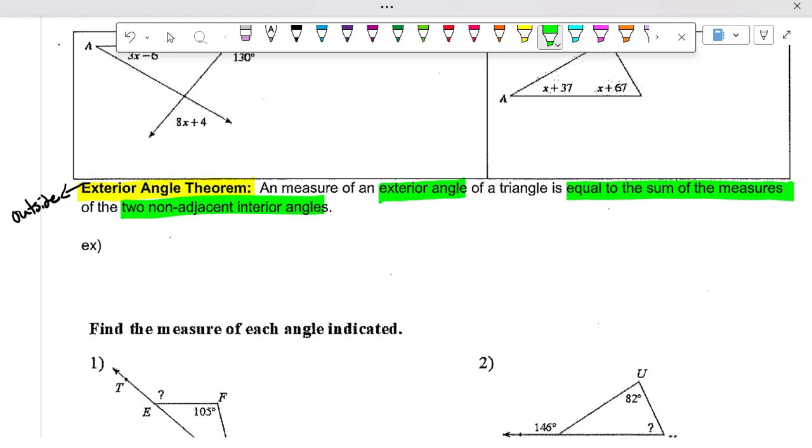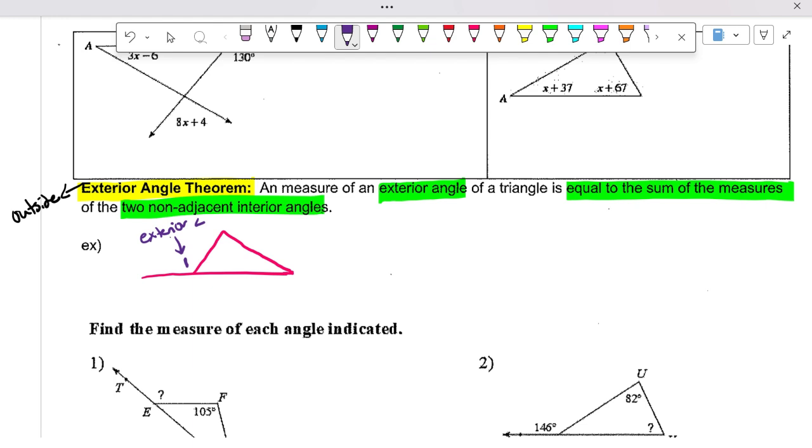Now, that's a lot of big words. You may not know exactly what it means. But what it means is if I drew a triangle with a little line outside of it, all right? This angle right here, let's call it 1. 1 is your exterior angle. So this angle 1 is the exterior angle because it's where in relation to the triangle? It's outside of it.